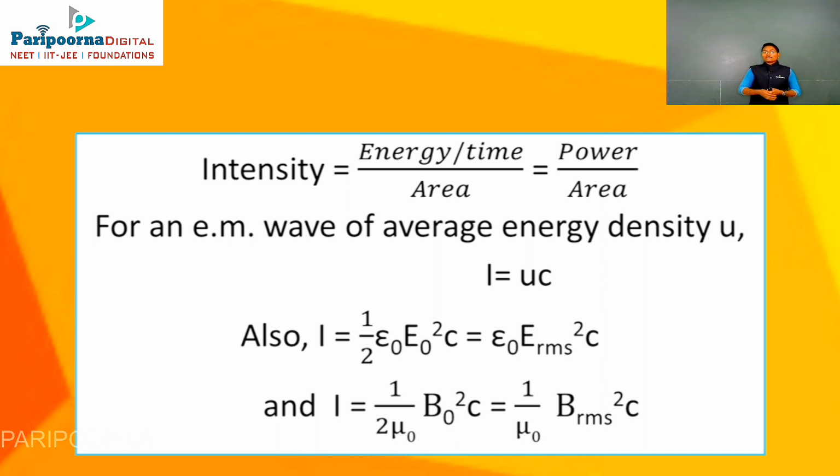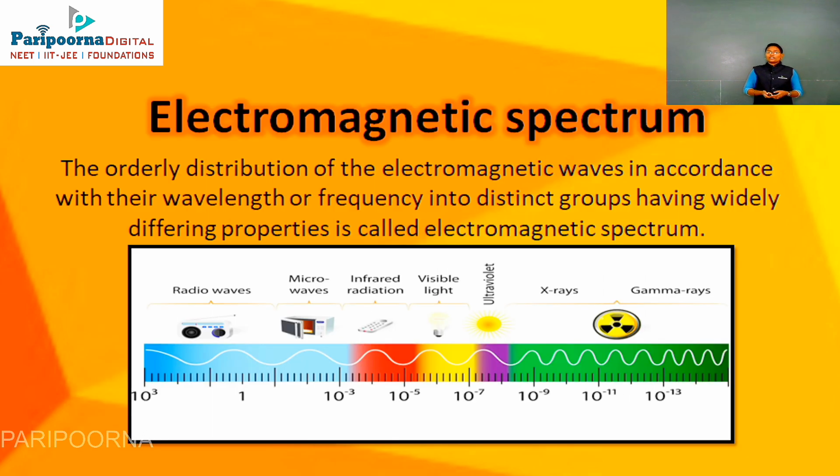Likewise for the magnetic field, I equals 1 by 2 mu naught into B naught square into C, that is 1 divided by mu naught B RMS square C. So this is the average energy density of the magnetic field and the electric field.